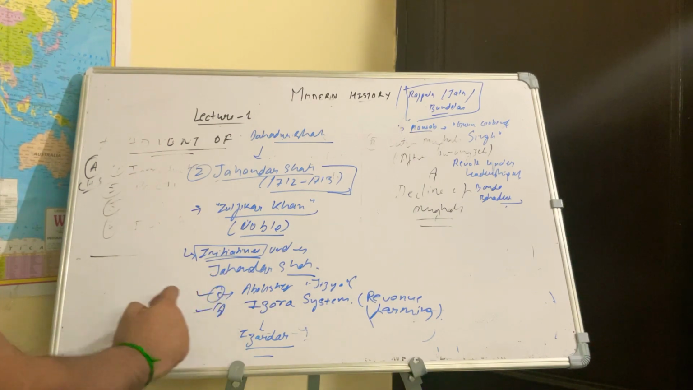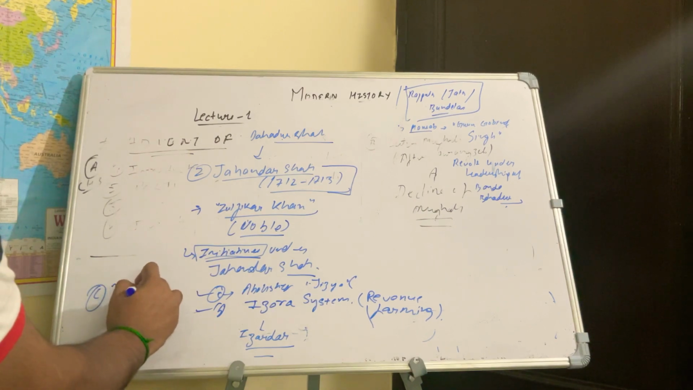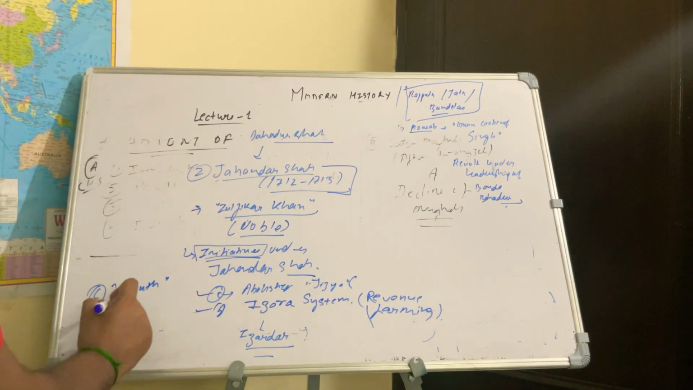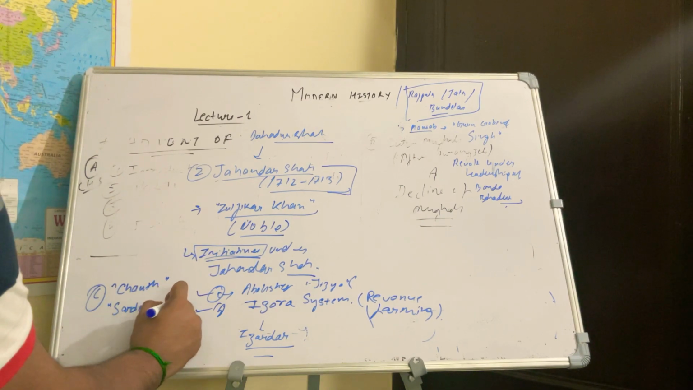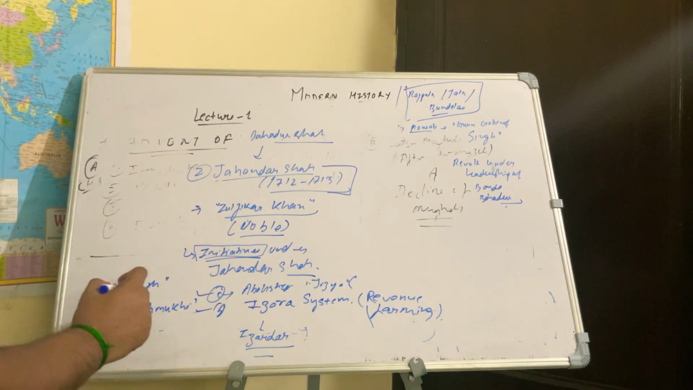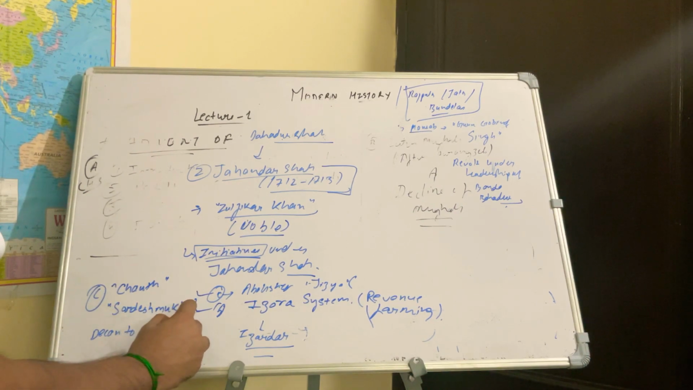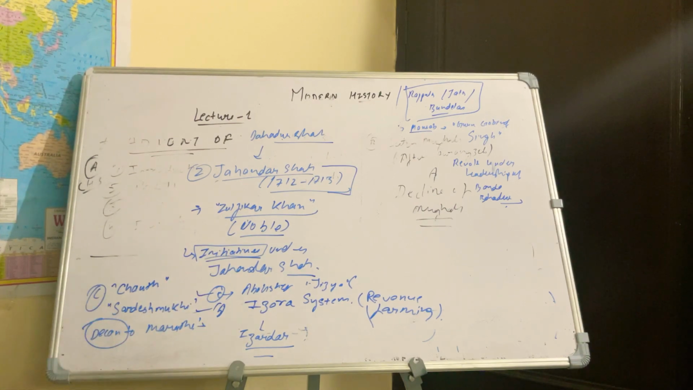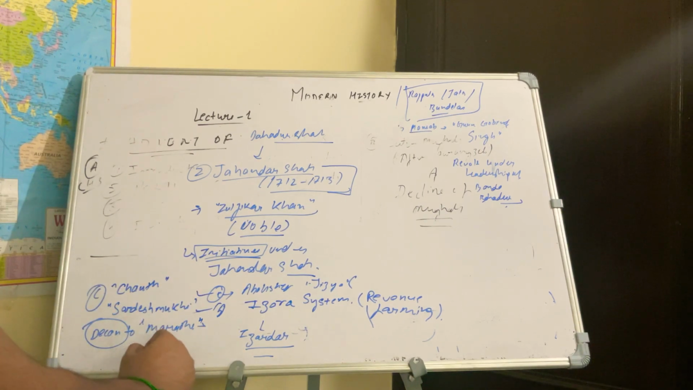So first initiative, second initiative, third initiative: he granted the rights of Chauth and Sardeshmukhi of the Deccan to the Marathas. Even though the Deccan was under Mughal control, he gave the Chauth and Sardeshmukhi rights to the Marathas to sustain peace.